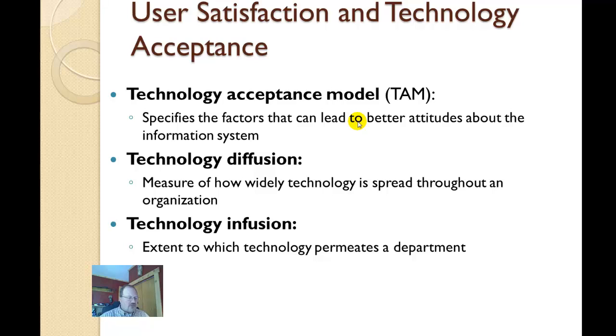Now, this is just sort of an aside. Technical acceptance model that specifies the factors that can lead to better attitudes about the information system. Technology diffusion, a measure of how widely technology is spread throughout an organization. And then technology infusion, extent to which the technology permeates a department.